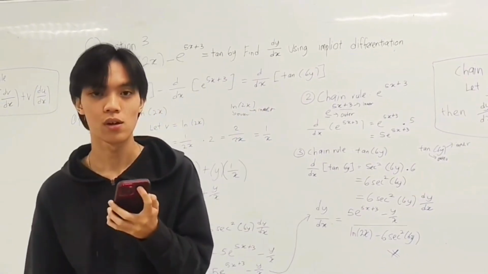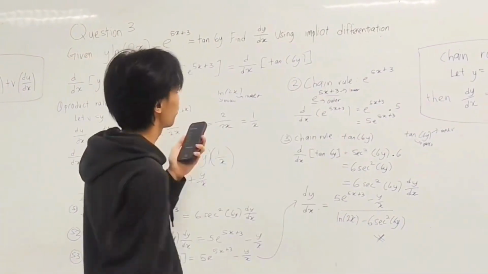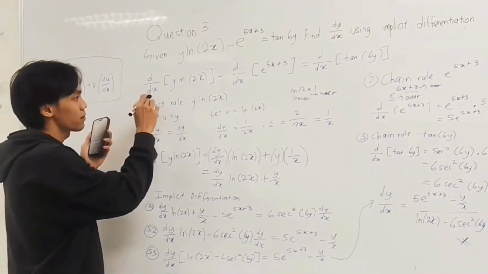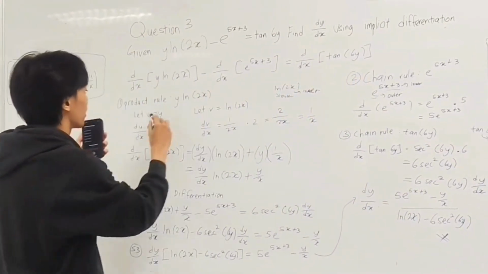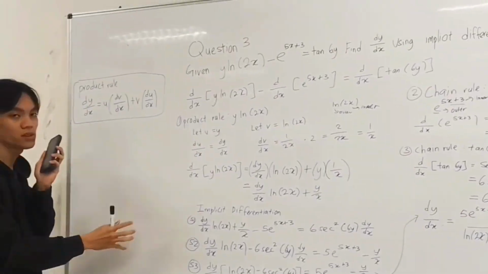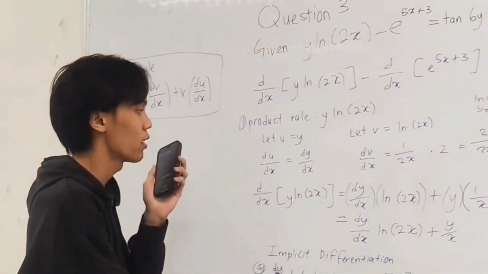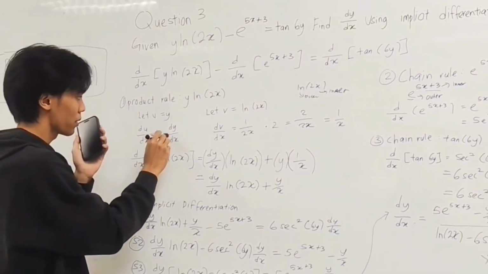Hello everyone, so now we're going to answer question number 3 using implicit differentiation. So the first step is we need to differentiate every term. So we write this, we copy it from the question above. And then for the first term, we're using the product rule. So for your information, the product rule formula is this. So let's start here. We let u equal to y and then the differentiation will become dy dx.